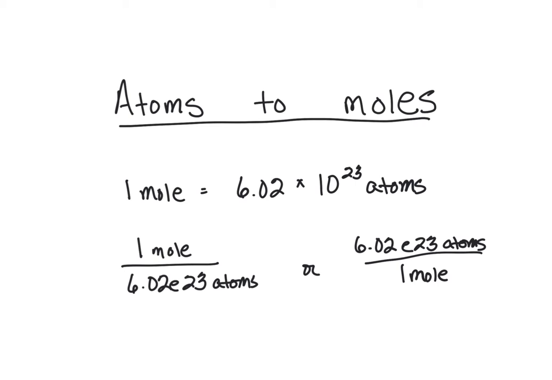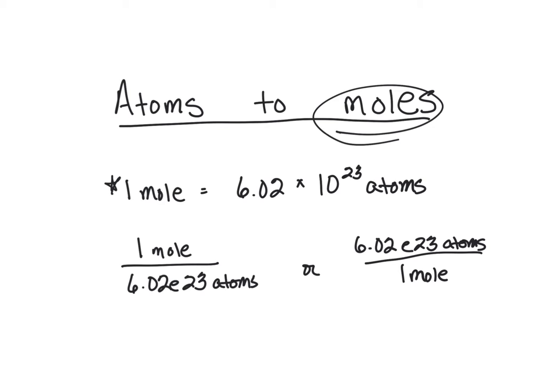All right, because moles are the unit that we use in chemistry, we may also have to convert atoms to moles. So 1 mole equals 6.02 times 10 to the 23rd atoms, or 6.02 times 10 to the 23rd molecules, or units, or whatever.